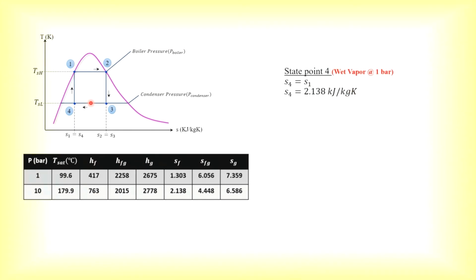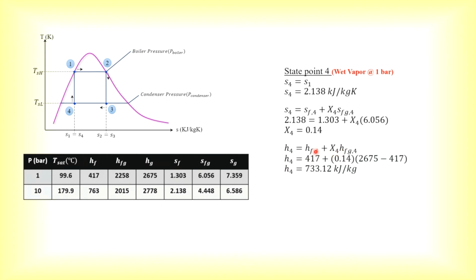Then for state point 4 here, again, S1 equals S2, you can also find out the dryness fraction. Okay, this is the formula. Your SF4 at pressure 1 bar is 1.303, SFG at pressure 1 bar is 6.056. So you will be able to find out the dryness fraction. Once this is done, substitute the dryness fraction into the enthalpy formula, which is this.